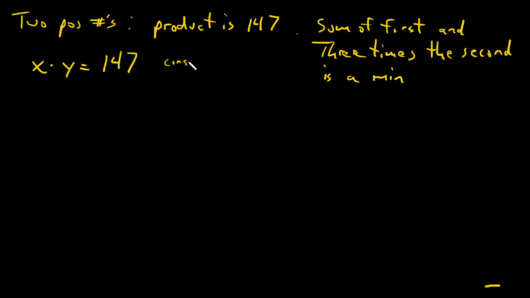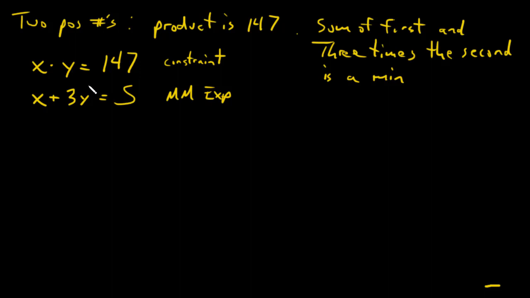I'm going to work this one a little bit fast since I don't want to go too far over. That's a constraint. And then I know that the sum of the first, x plus 3 times the second, 3y, equals some sum, and it's supposed to be a min. So this is going to be my min-max expression. So now I need to constrain this min-max expression. I'm going to do the same thing I did before. I'm going to solve for y.